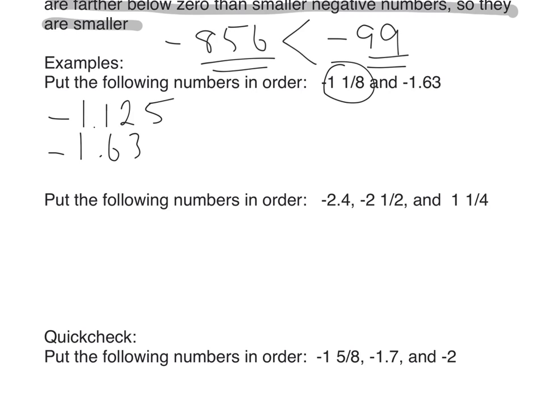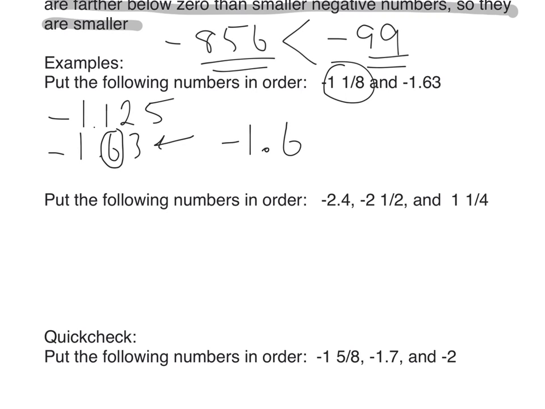So you remember how to compare decimals. We've done this before. You line them up, you start at the left, and you see which one's bigger. And the 6 is bigger than the 1. So that would mean if they weren't negative, 1.63 would be bigger. But since they're negative, that means that 1.63 is farther below 0. So it's the smaller of the two numbers.